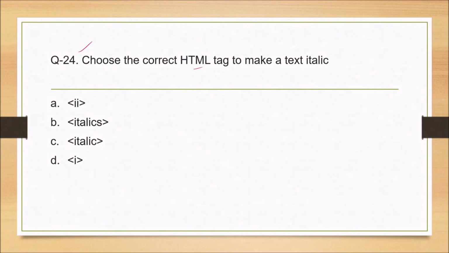Choose the correct HTML tag to make a text italic. And the options are double I tag, italics tag, italic tag, and I tag. So the correct option is I tag.